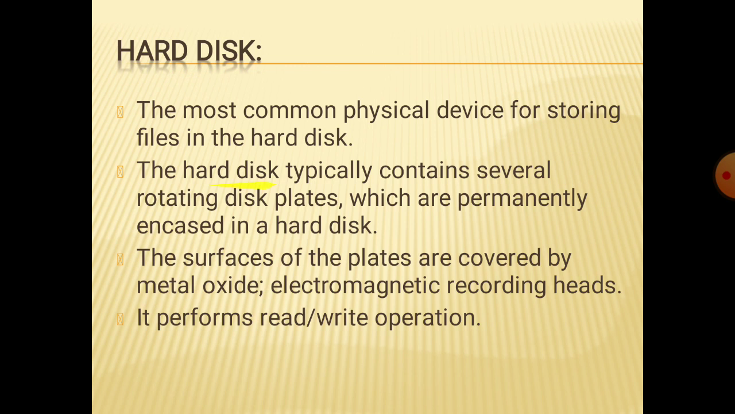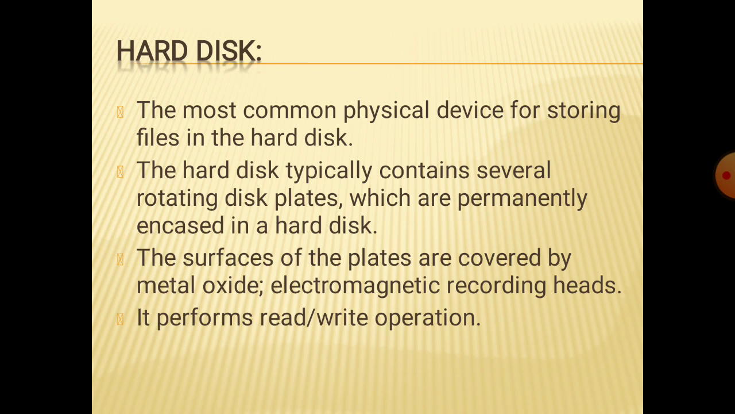So the hard disk typically contains several rotating disk plates which are permanently encased in your hard disk. We know that the disk is circular, so there are different layers of the disk. All those layers are permanently encased in your hard disk, and they are made up of different rotating plates. The disk has to rotate inside, because the read and write operations are performed based on the rotation.